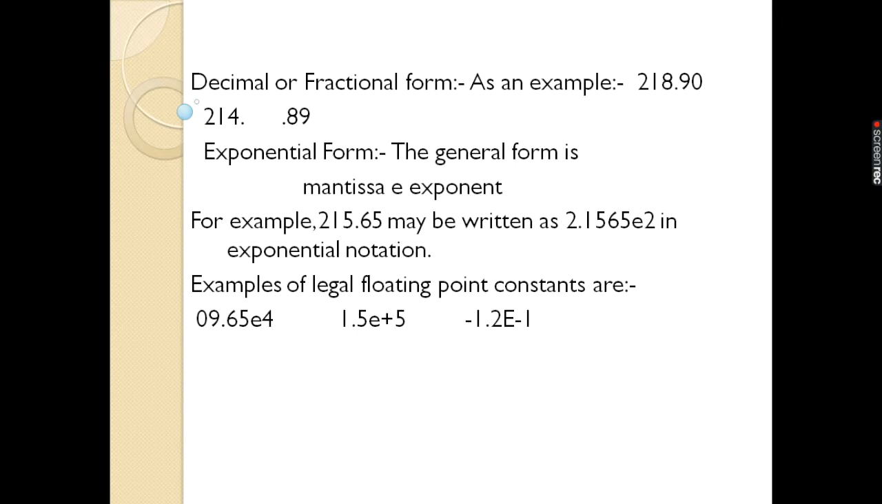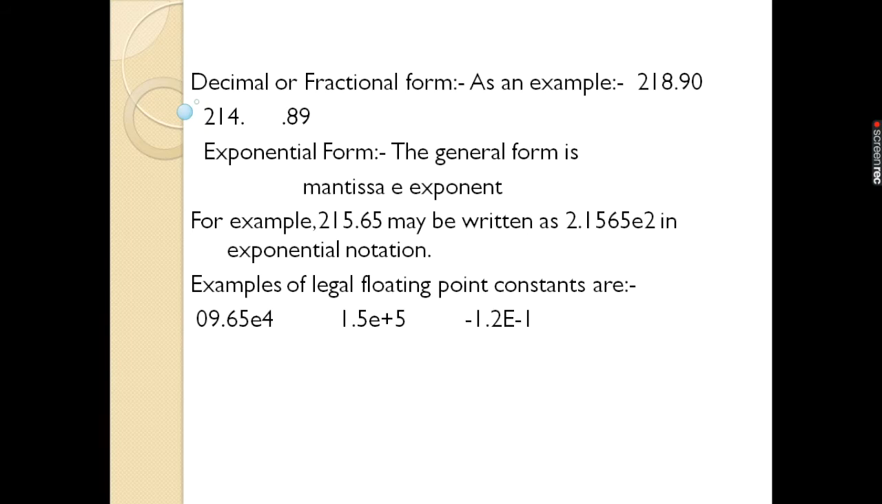For example, 215.65 may be written as 2.1565E2 in exponential notation. The mantissa is either a real number expressed in decimal notation or an integer. The exponent is an integer number with an optional plus or minus sign. Examples of legal floating point constants are 0.965E4, 1.5E+5, and minus 1.2E-1.